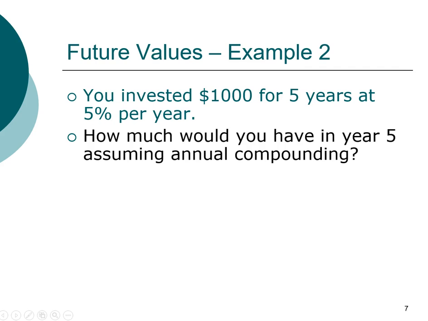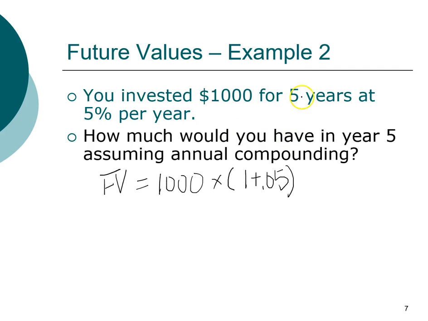All right, welcome back. So let's solve this problem. We have $1,000, and we are asked to find our future value. We know that we'll be earning 5%, so 1 plus 5%, and we will invest this for 5 years. And if you use your calculator, that turns out to be $1,276.28. Okay, is that the answer you get?